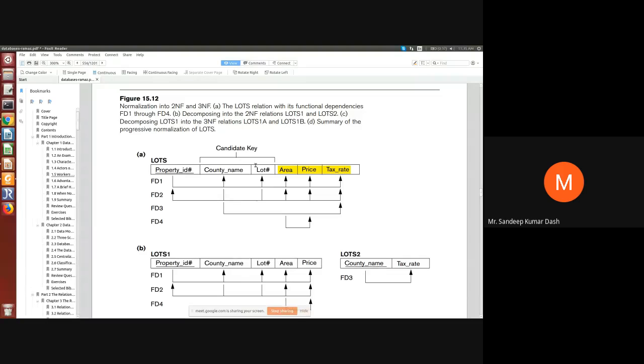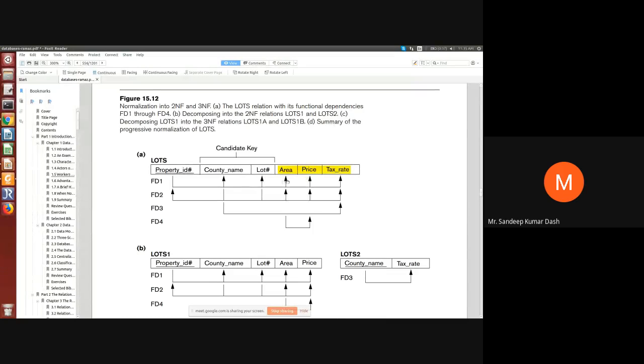What's the problem? This one is okay. It said that every non-prime attribute, which are the non-prime attributes? Non-prime attribute means those which are not part of any key. Lot number and county name are part of a candidate key, so these are prime attributes. This is itself the primary key, so this is also a prime attribute. The rest are these three. These are not part of any key, so these are non-prime attributes.